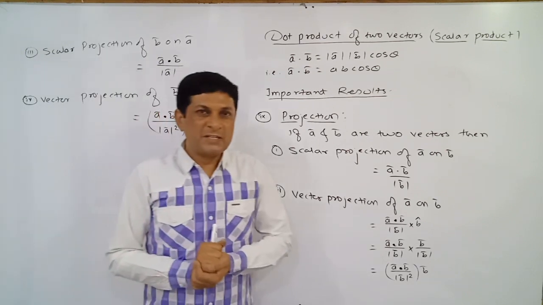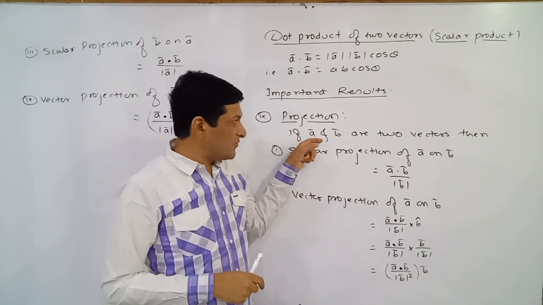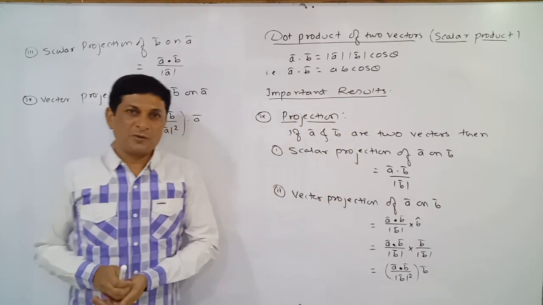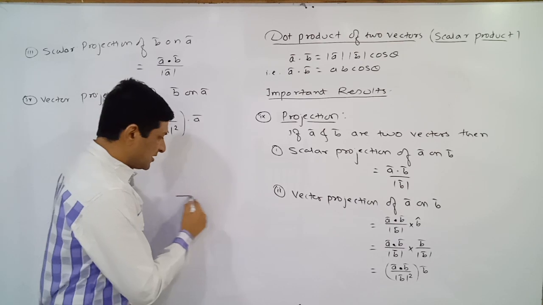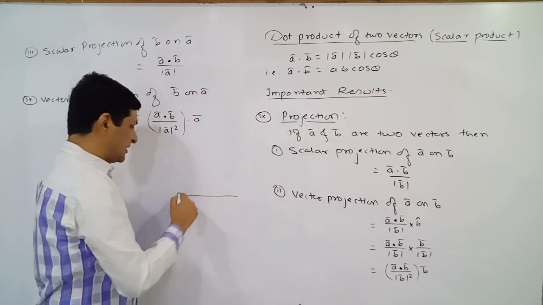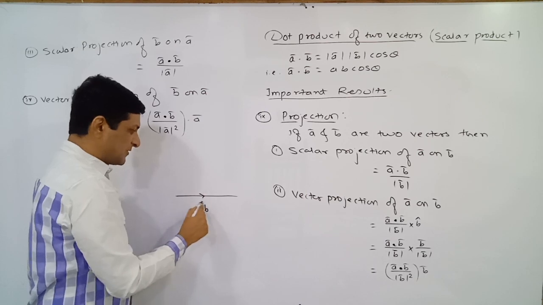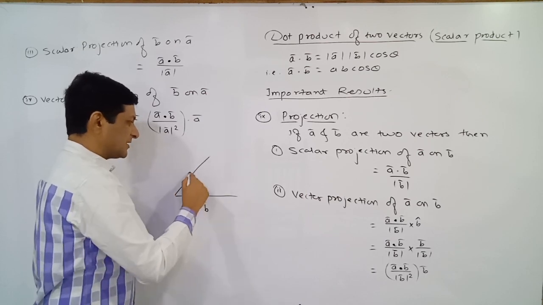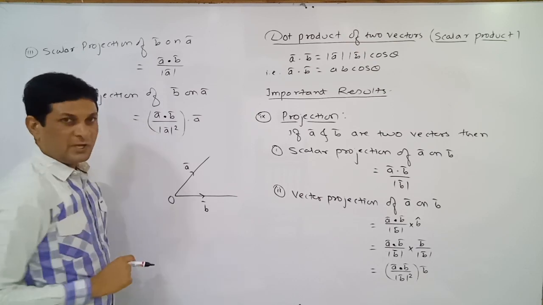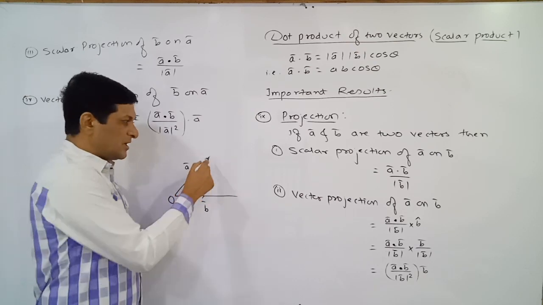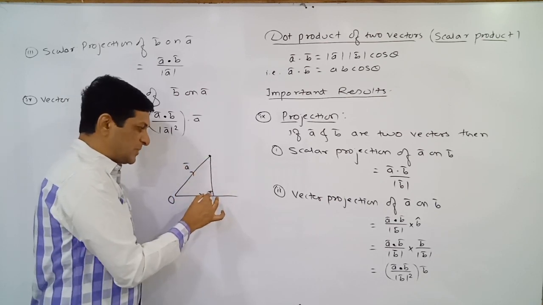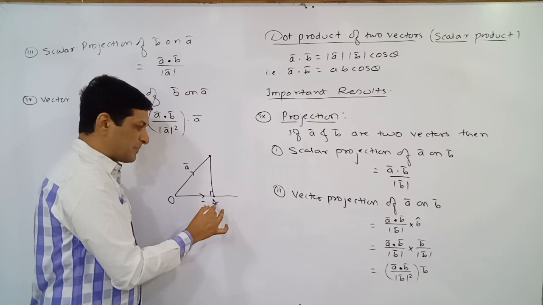Now we will discuss how to find the projection of vector a bar on b bar. So now try to understand the meaning of projection. Let us suppose that two vectors are there, and we are finding the projection of a bar on b bar. Let this be vector b bar and this be vector a bar, and we denote their initial point by O. Now from the terminal point of vector a bar, draw a perpendicular on vector b bar.